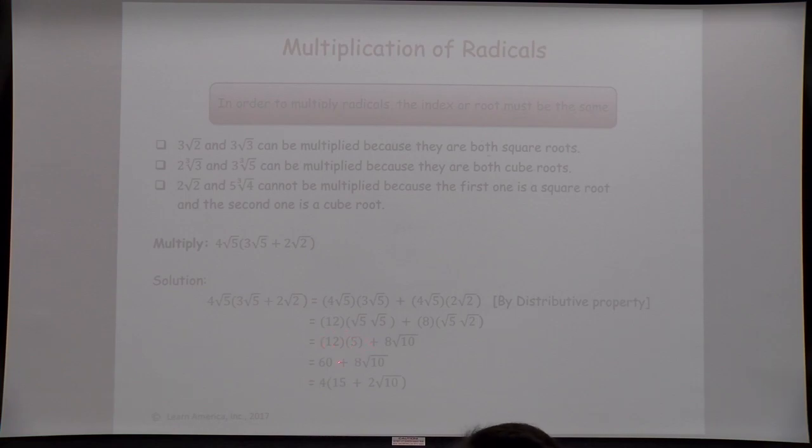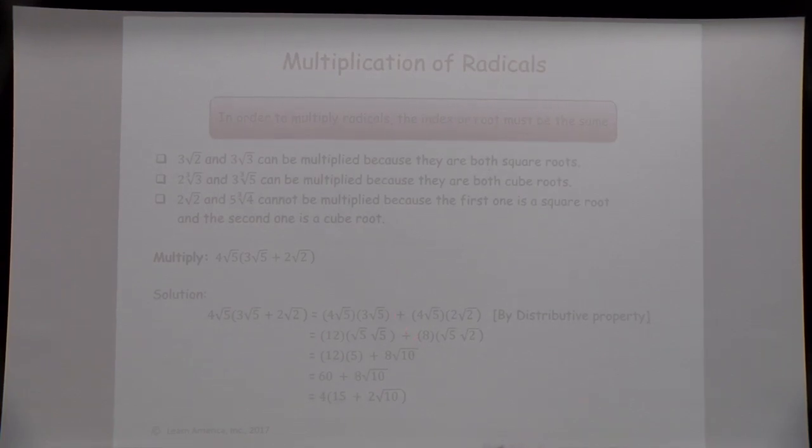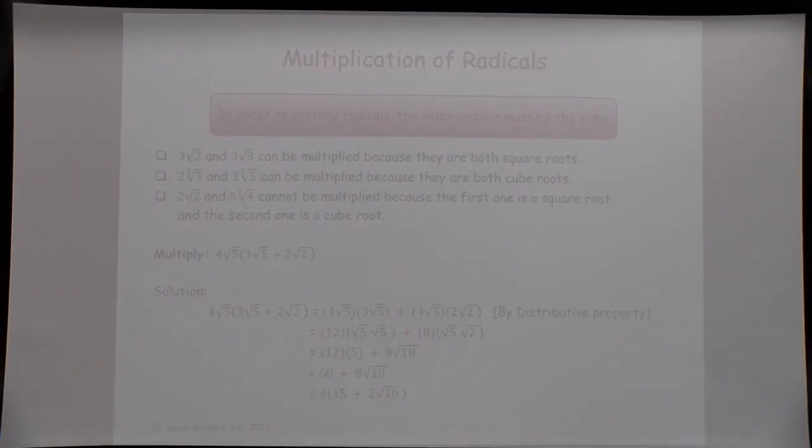So I have 12 times 5, which is 60, plus 8 radical 10. And I notice now that 10 is simplified as much as possible. There are no perfect square factors. So that's all I can do with this one.